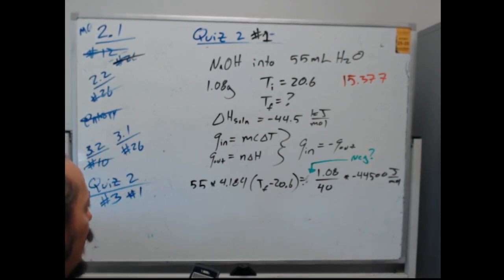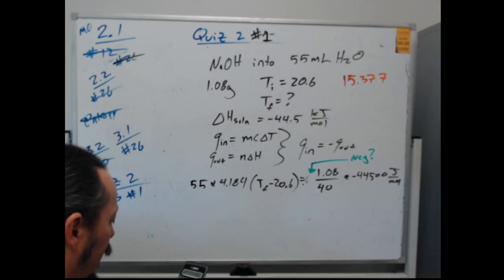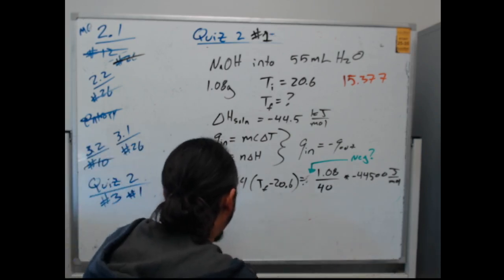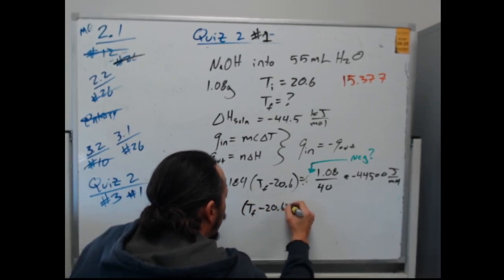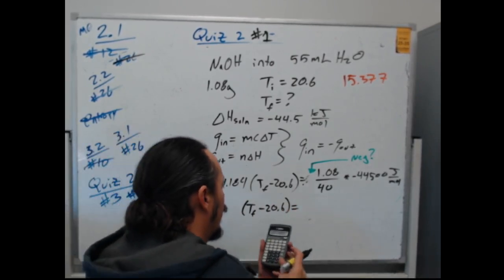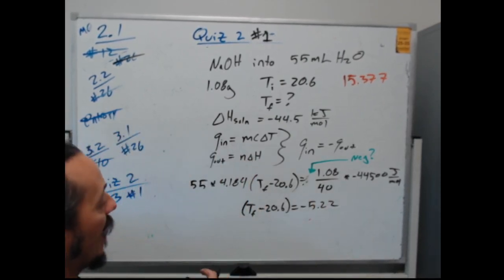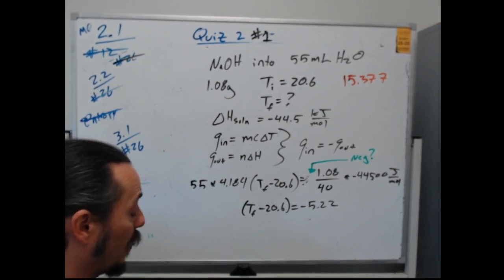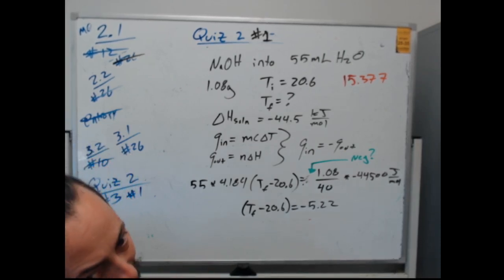So I'm going to go ahead and plug in all of my numbers. I'm going to do 1.08 divided by 40 times 44,500, divided by 55, divided by 4.184. And I'm going to get T final minus 20.6 is equal to negative 5.22. I'm then going to just add over that 20.6. And I get 15.377.